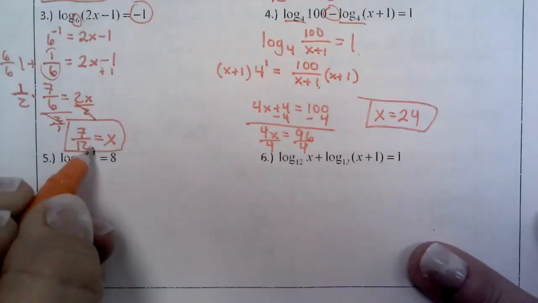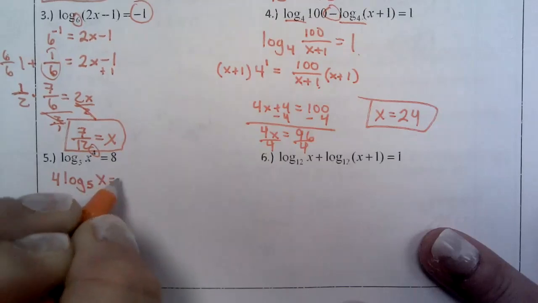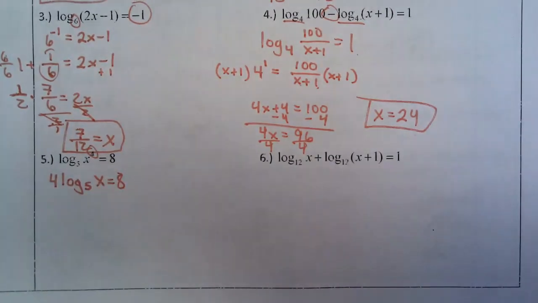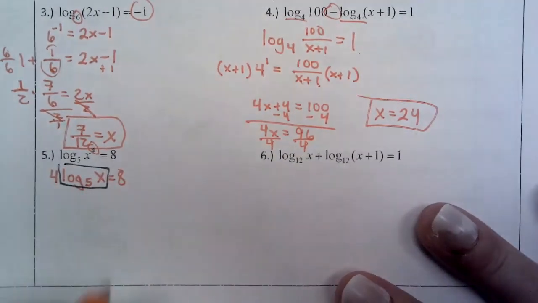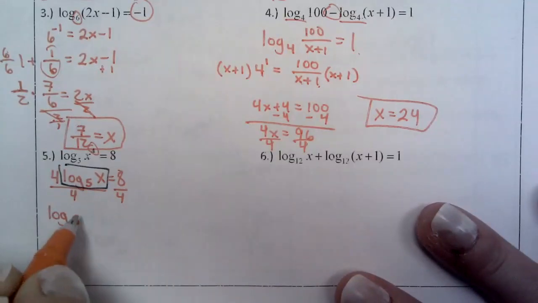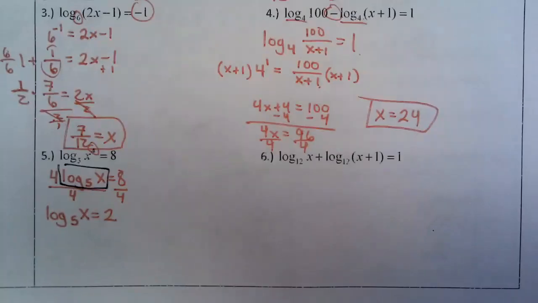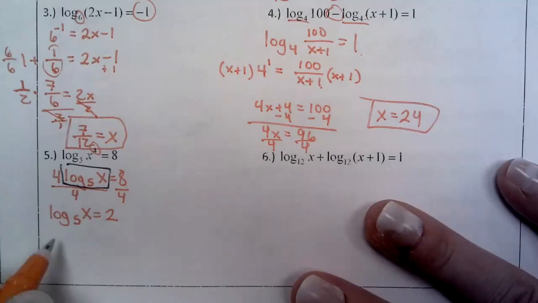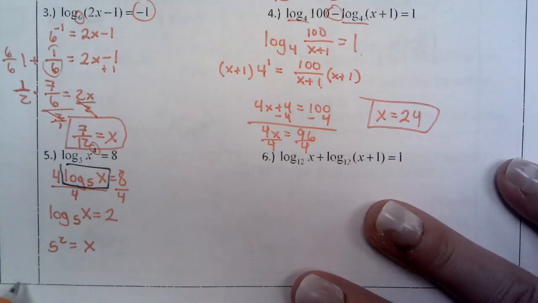First, I'm going to move this 4 out to the front, so it's going to become 4 log base 5 of x equals 8. And now I have to get all of this stuff by itself. So I'm going to divide both sides by 4. And I get log base 5 of x equals 2. Now I can rewrite it as an exponent. So now I'm going to have 5 squared equals x, which means x equals 25.